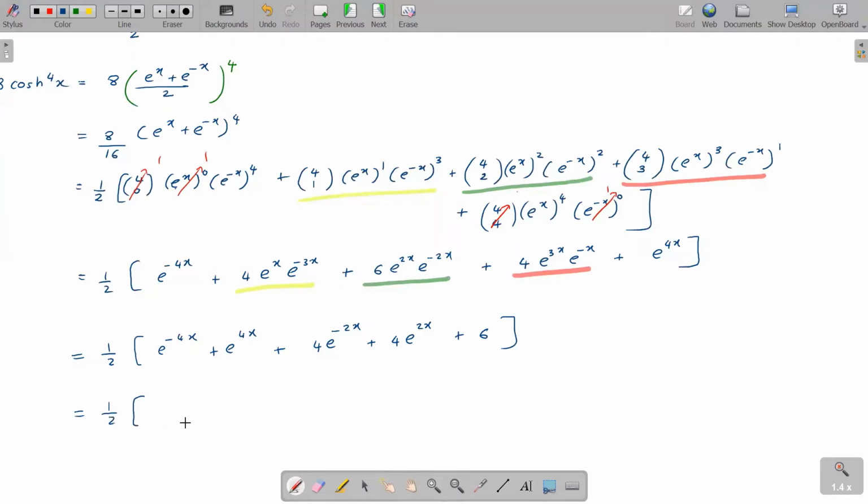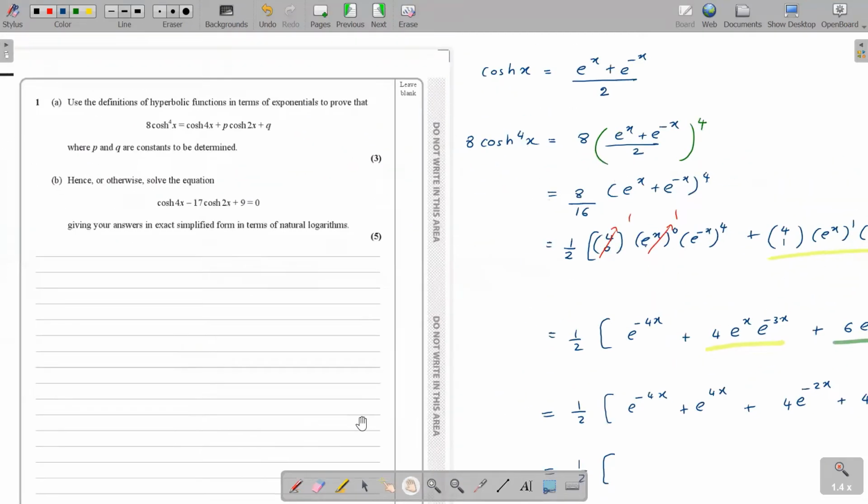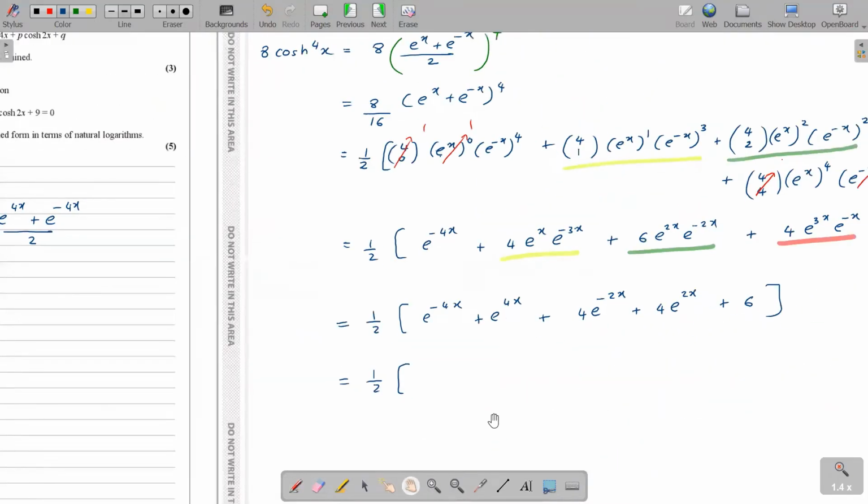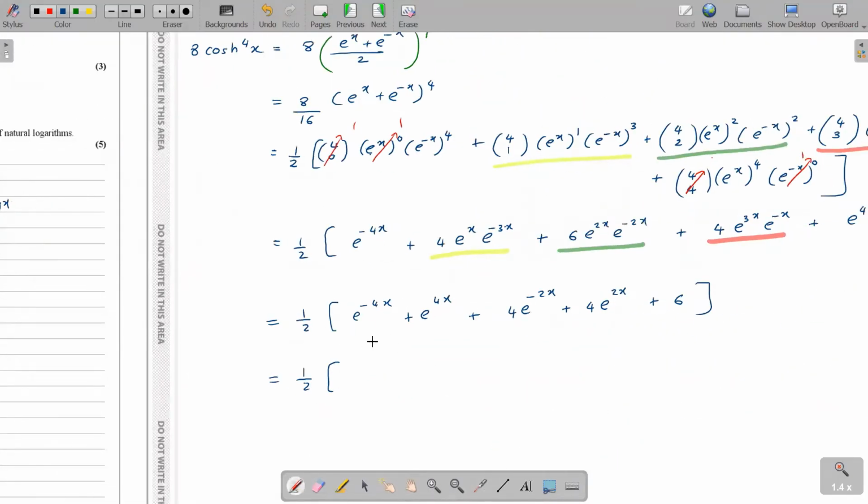So we need to now get cosh 4x and cosh 2x, right? So what is cosh 4x? cosh x is e^x plus e^(-x) over 2. So cosh 4x is e^(4x) plus e^(-4x) over 2, right? And I think we already have it. I think you can see here, let me input the half inside. So e^(-4x) plus e^(4x), I'll take it with the half. Is that okay? The half also goes for the other terms.